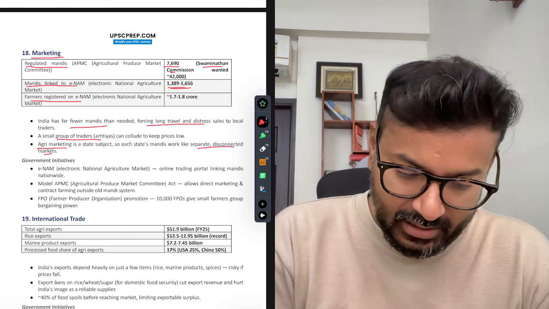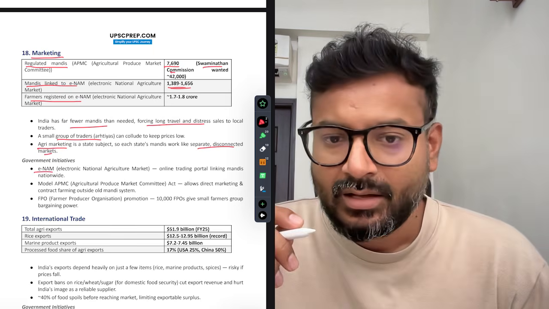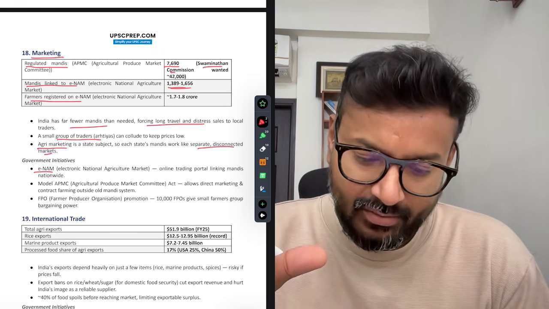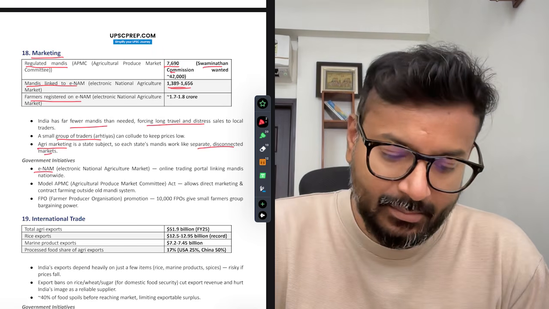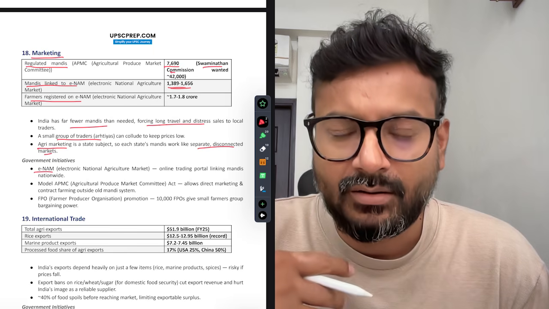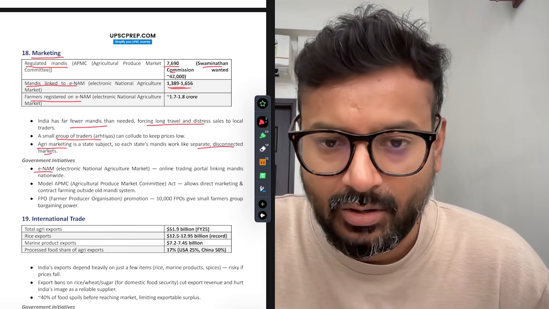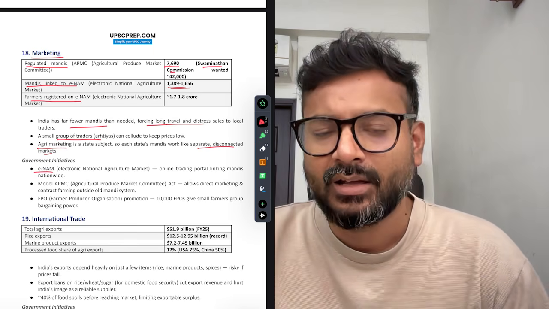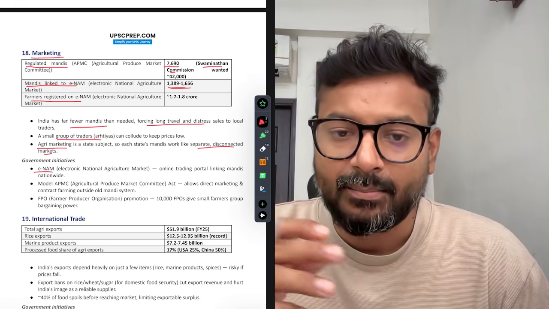What are the government initiatives? Of course, there's eNAM, which is an online trading platform portal that links the mandis so that farmers can auction their produce online and get a fair price, and anyone across the country can buy that produce.